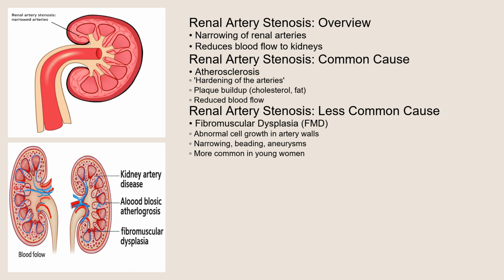flow. Another less frequent cause is fibromuscular dysplasia, or FMD. This condition involves abnormal cell growth in the artery walls, leading to narrowing, beading, and even aneurysms. FMD is more common in young women.